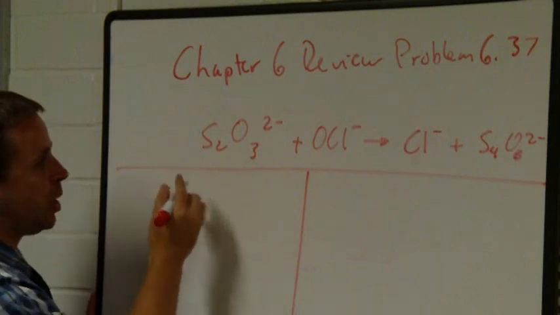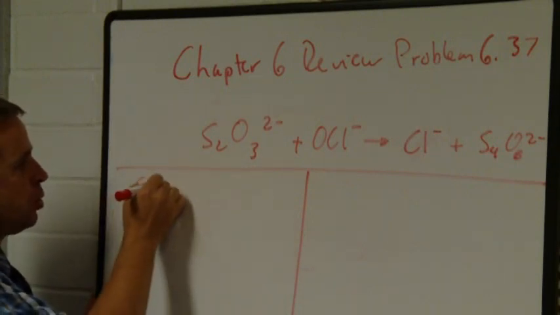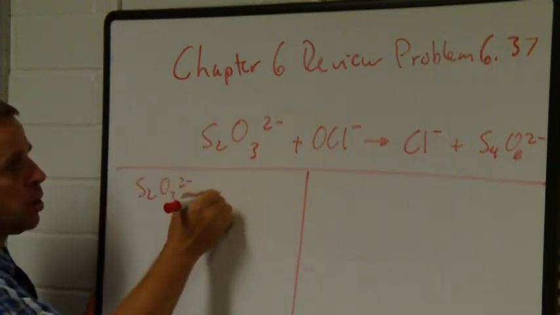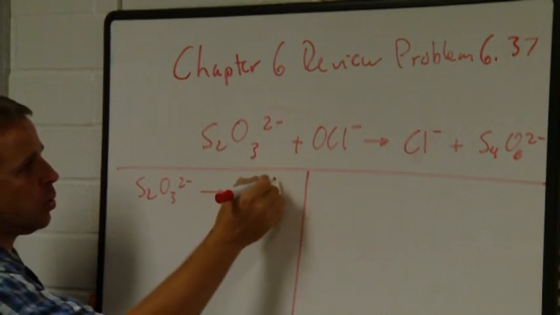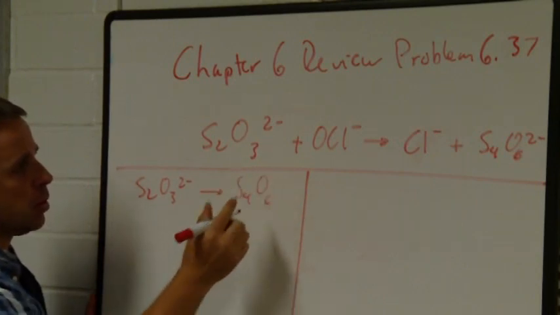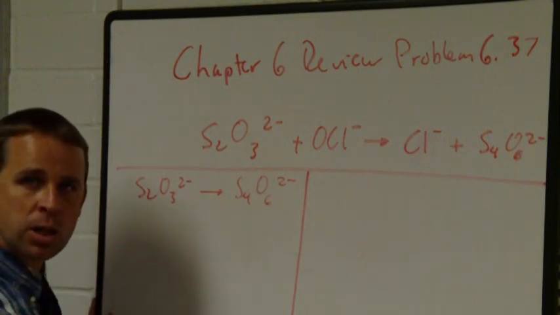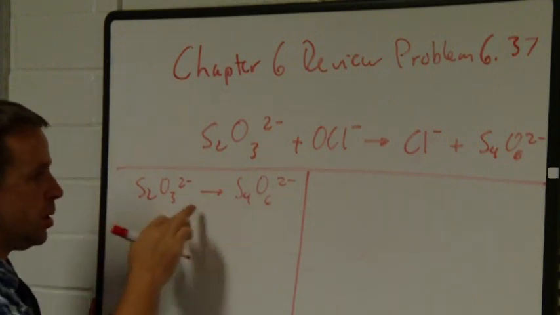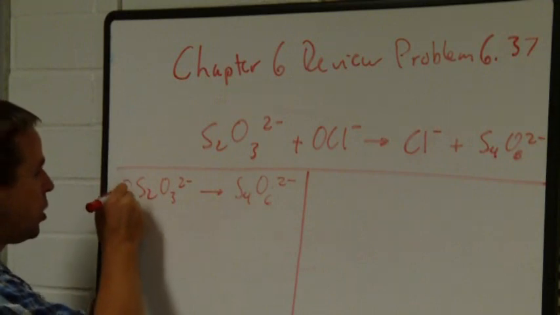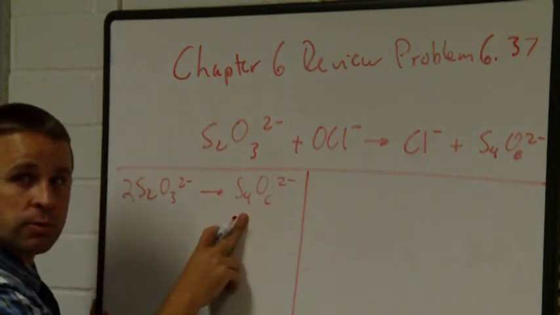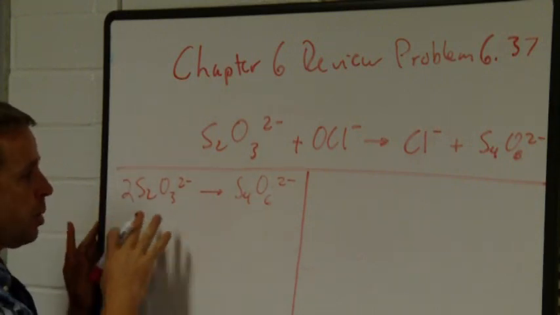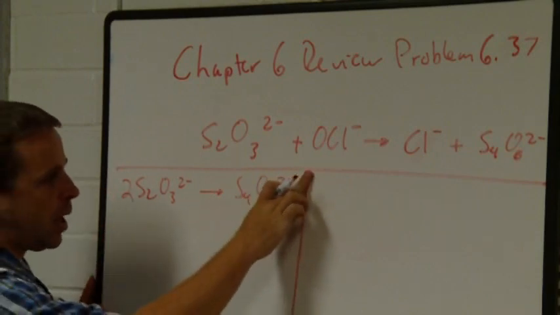We'll separate. One half reaction here is S2O3 2- going to S4O6 2-, all right? First thing we do is balance everything except for oxygen and hydrogen. That means, in this case, sulfur. We need to have a 2 there, right? Because there's 4 here. Now we don't worry about the oxygens at that juncture.